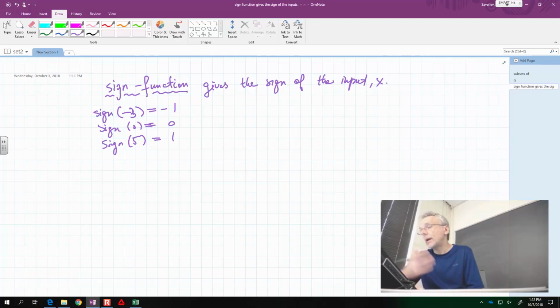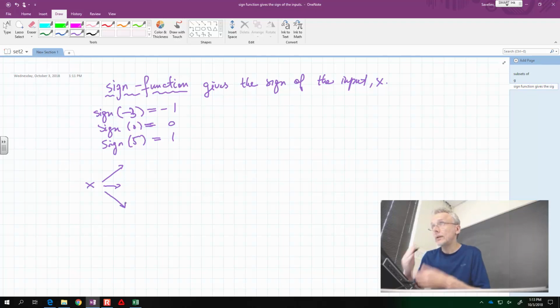But now let's come up with the diagram, the formula, and the graph of this function. So x comes in. How many possibilities are there? Three possibilities, yes. It is determined by the sign of x. So those are the three possibilities. What are the possibilities?